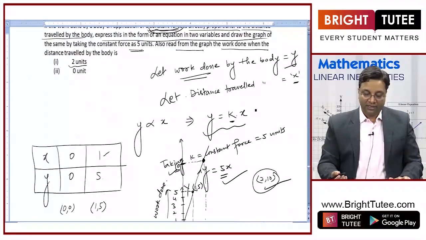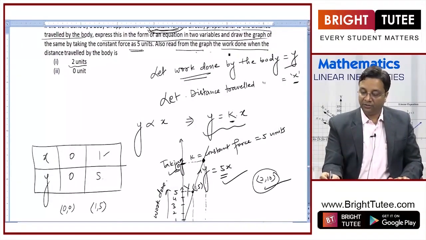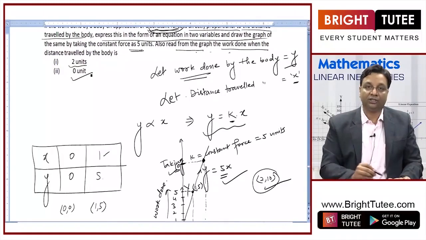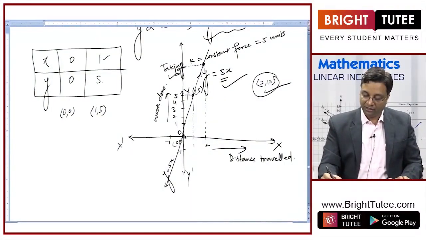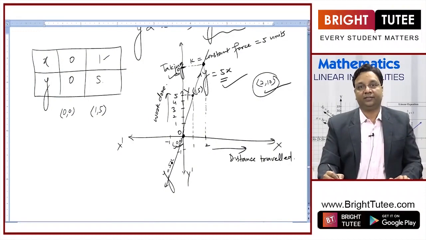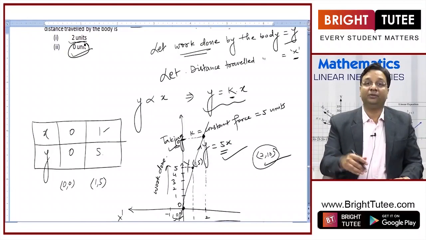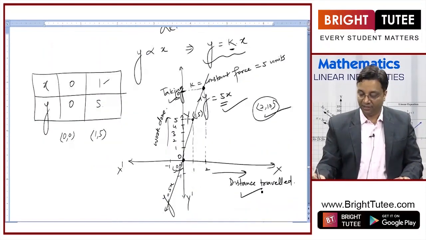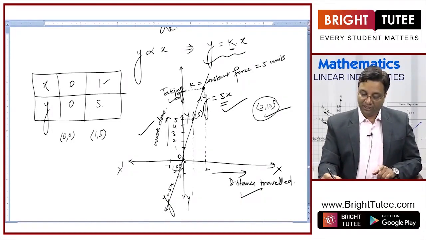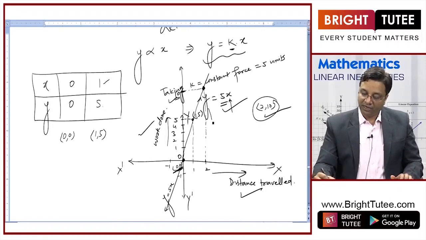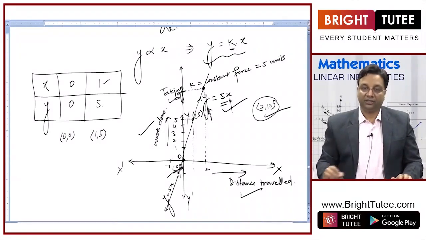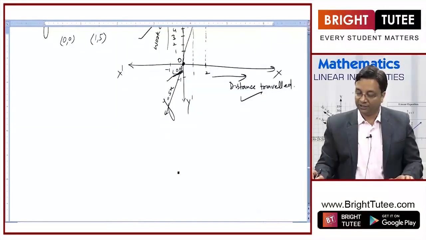Hence I can say 2 comma 10 is a solution of this equation, or 2 comma 10 will lie on this graph. Now another question, also read from the graph, work done when distance traveled is 0 unit. When distance traveled is 0 unit, work done is also 0 unit. What it means is when x coordinate is 0, what will be y coordinate? When distance traveled is 0, what will be work done? So when x coordinate is 0, y coordinate is also 0 in this case. Why? Because if I put x equal to 0 here, y will also be 0. So 0 comma 0. Right? This is how we will think about this question.